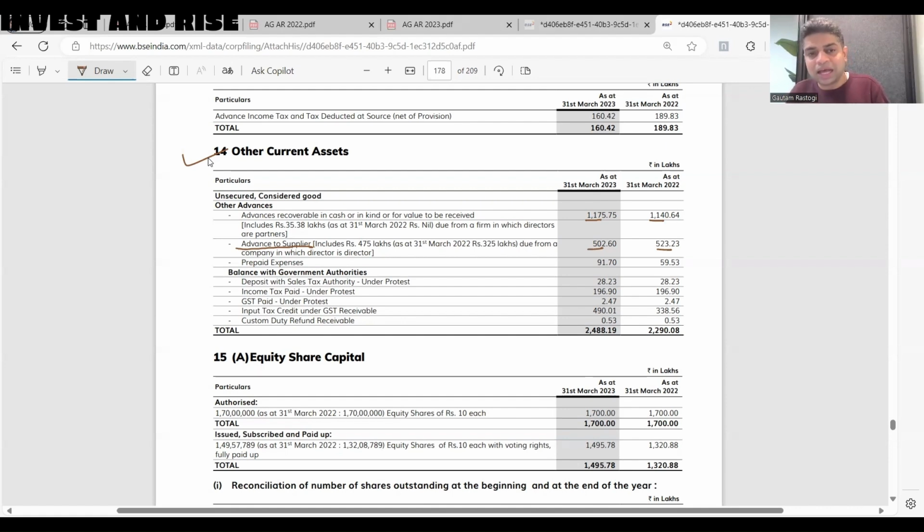Okay. All right. Then let's talk about advance to suppliers. It's 5 CR. But if you look at this note, they are also saying it includes 475 lakhs, that is around 4.75 CR. That's around 5 CR. Almost the entire amount is due from a company in which the director is a director. That means this advance they have paid to a company in which their own promoter is a director. So this is basically a related party transaction.